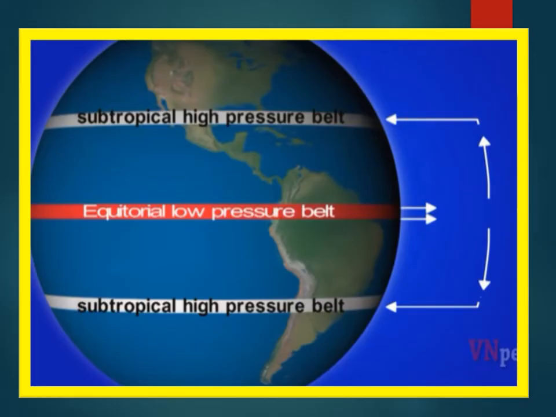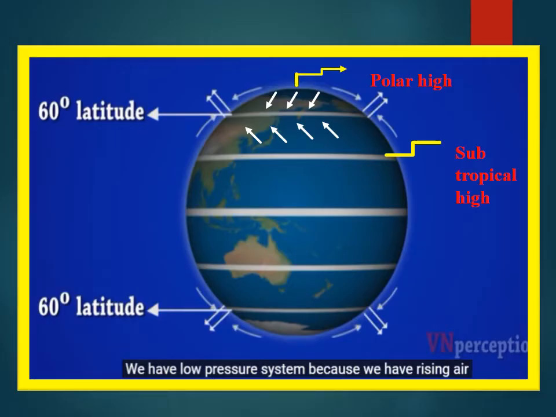So you see children, this is a clear picture that shows you how the hot air rises, cools and descends at the subtropical high pressure belt both north and south of the equator, which lies between 30 to 35 degrees north and south of the equator. Now what happens between 60 to 65 degrees north and south of the equator?